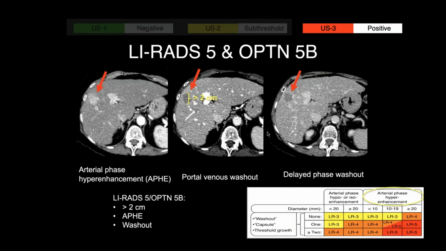And it measures over 2 centimeters. So there's arterial phase hyperenhancement, it's over 2 centimeters, and washout. So that corresponds to a LI-RADS 5 observation.